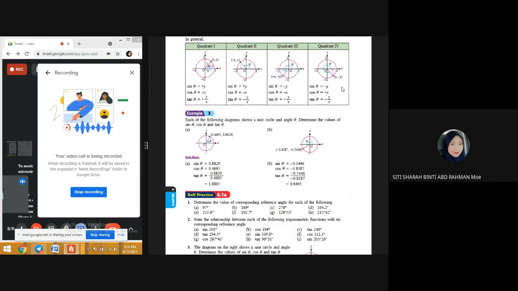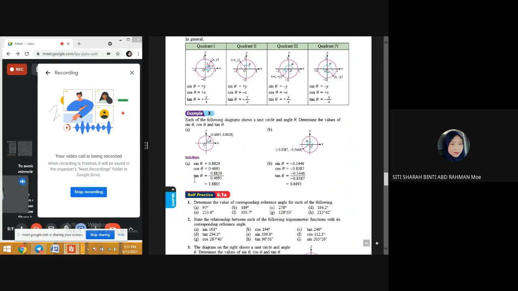So next, we look at example 3. Each of the following diagrams shows a unit circle at angle theta. Determine the value of sine theta, cos theta, and tangent theta. So here we have 0.4695 and 0.8829. Here is the coordinate of x and y given. So we want to find sine theta. Sine will be the y value, so it will be 0.8829. And cos theta will be the x value, which is 0.4695.